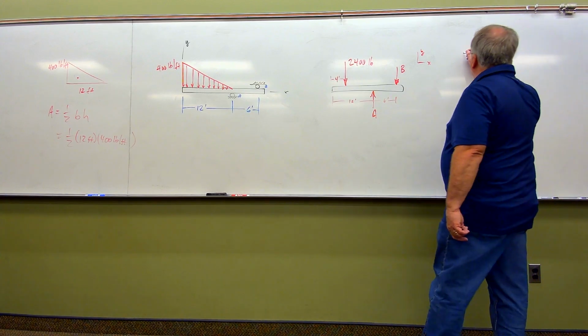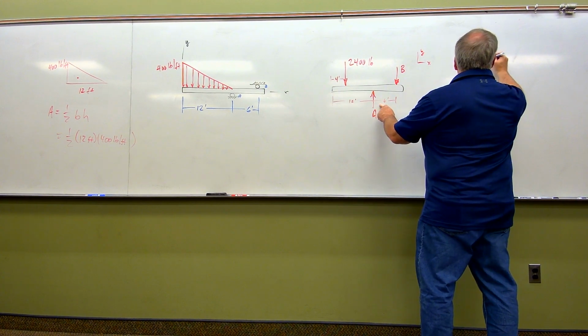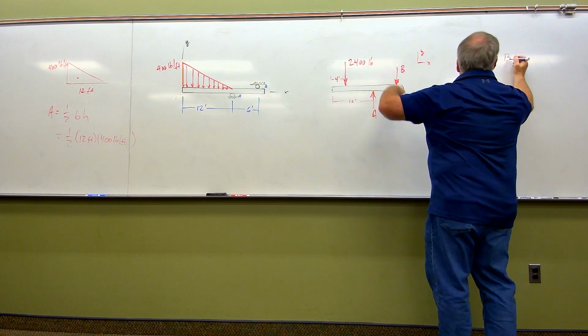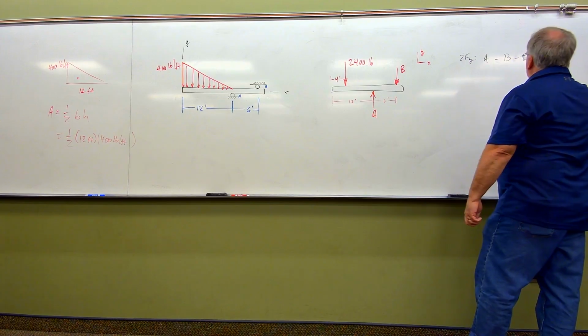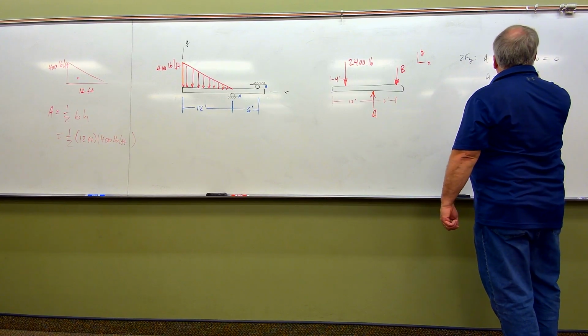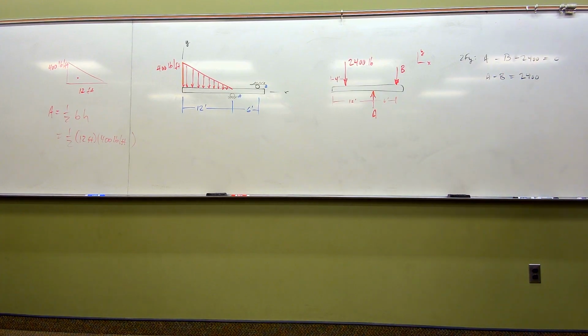If we sum forces now in the y direction, we are going to have A minus B, it's minus B because it's going in negative y, minus 2,400. And that must be equal to 0, which means A minus B would therefore be equal to 2,400. Can't solve it, but we certainly can once we do a moment equation.